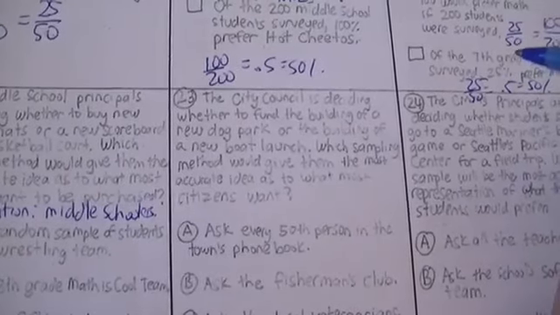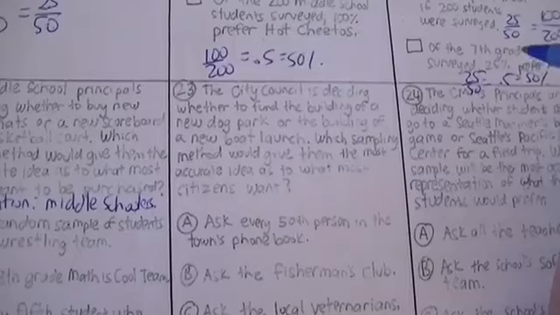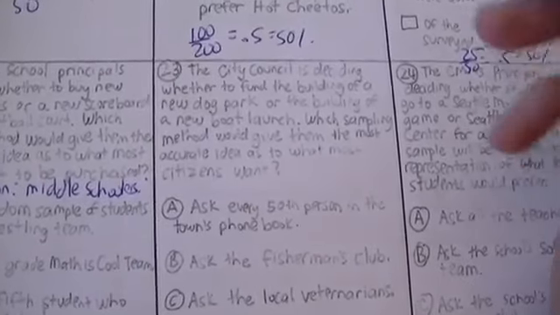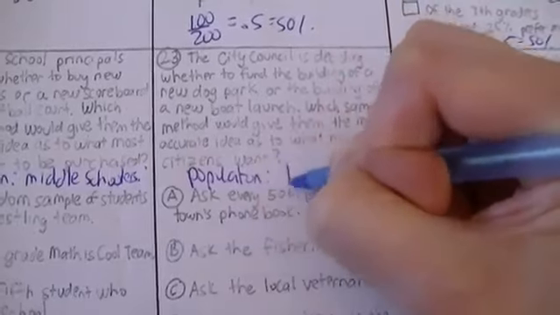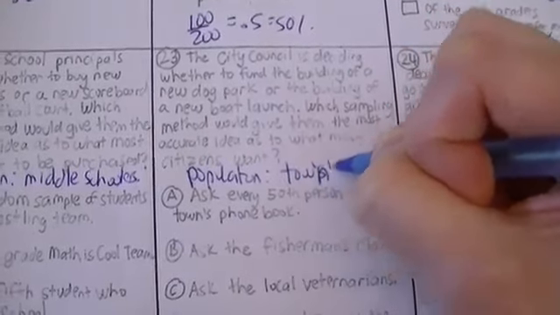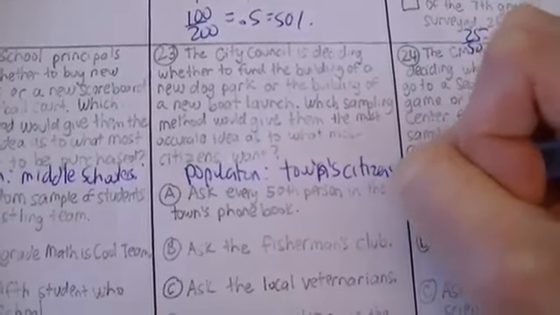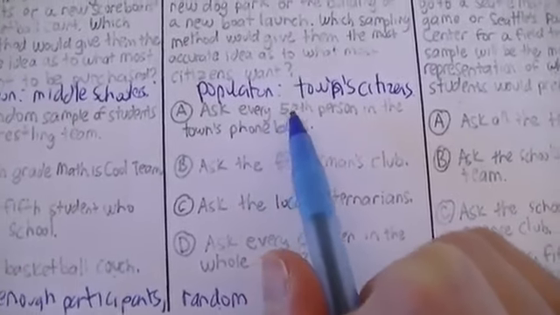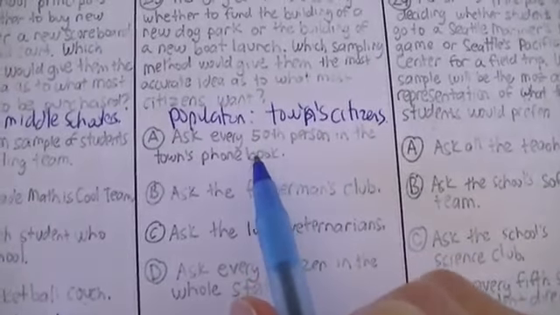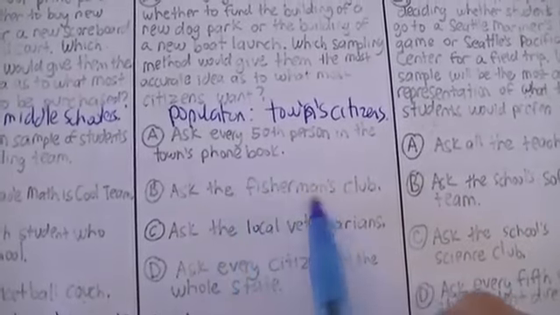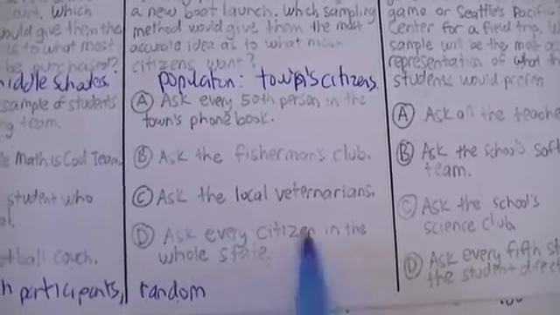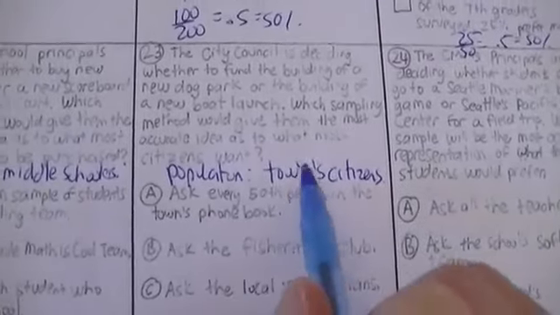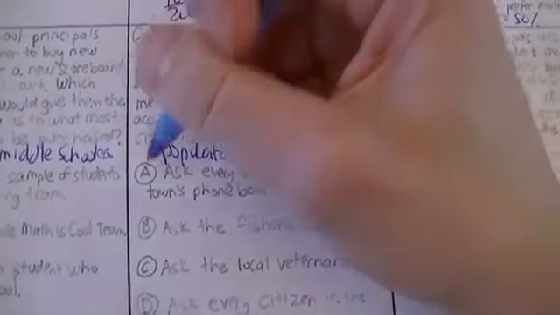Okay, the city council is deciding whether to fund the building of a new dog park or building a new boat launch. Which sampling method would give them the most accurate idea as to what most citizens want? So our population is the town's citizens. Okay, it's got to be representative of that and fit this criteria. So ask every 50th person in the town's phone book. Okay, that sounds good. Ask the Fisherman's Club. Nope. Ask the local veterinarians. Nope. Ask every citizen in the whole state. That's too many participants because we're only interested in the town's citizens.